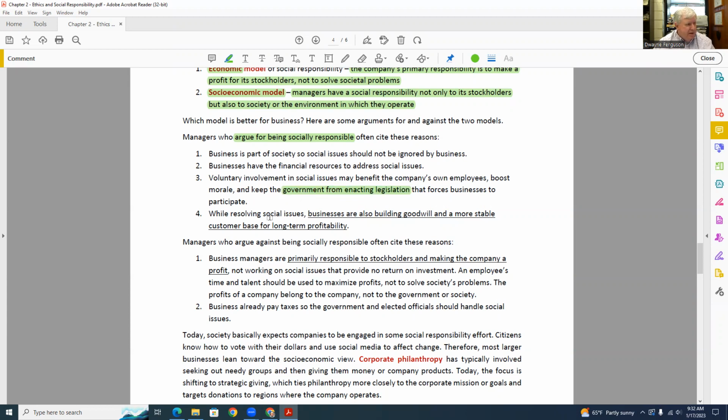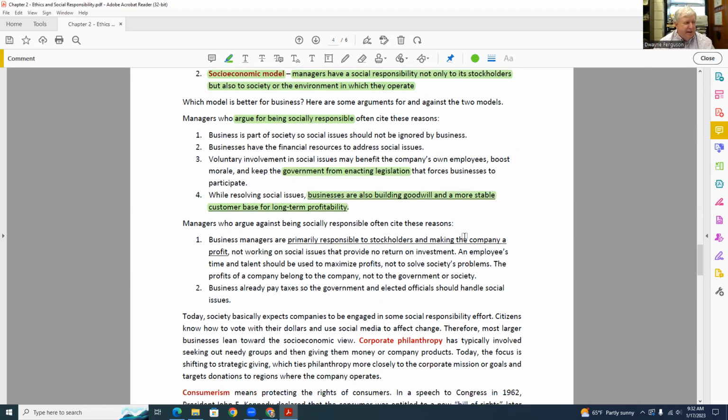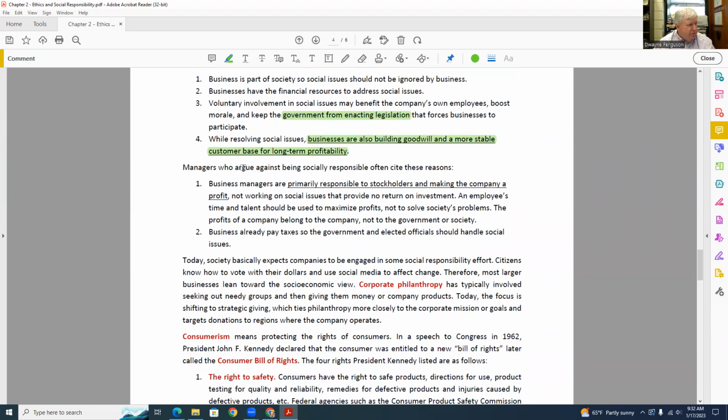So while resolving social issues, businesses are also building goodwill. This one is probably the main reason for doing it, right? Though it's a good thing to provide food to the band or whatever it is, it also gets recognition for your company, and more people will come into your company and buy your product.